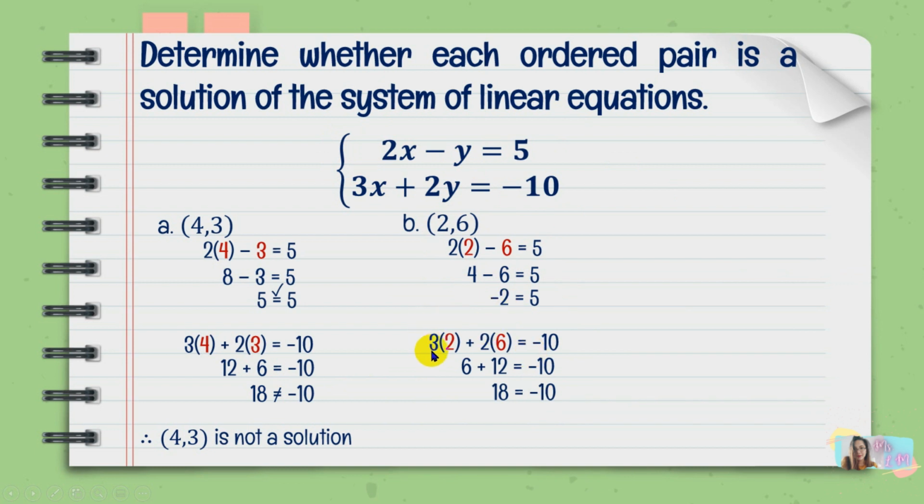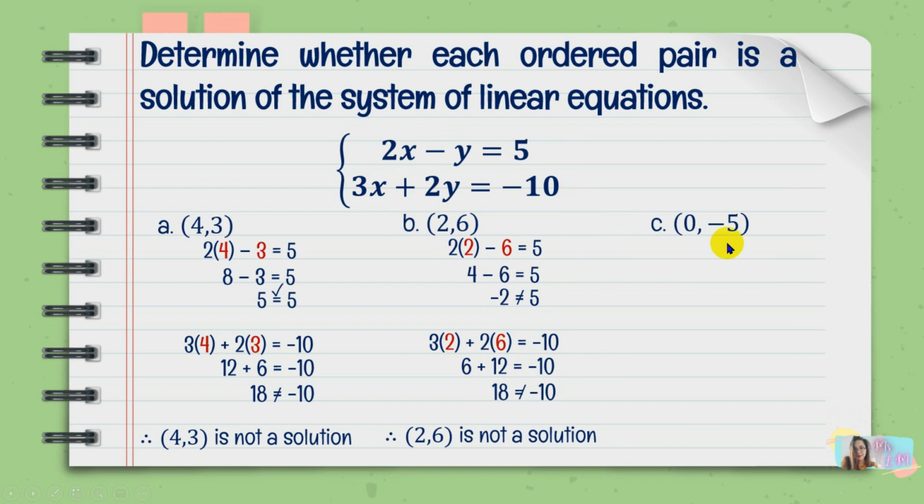Then dito naman po sa second equation, 3 times 2 plus 2 times 6 is equal to negative 10. Again, from the second equation, we substitute the value of x and the value of y. 3 times 2 is 6, 2 times 6 is 12, and 6 plus 12 is equal to 18. It did not satisfy the second equation, hindi na satisfy ni 2 and 6. So obviously, 2 and 6 is not a solution to this given system of linear equations.